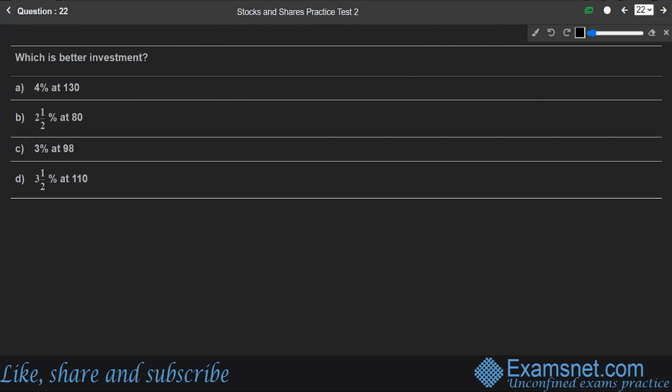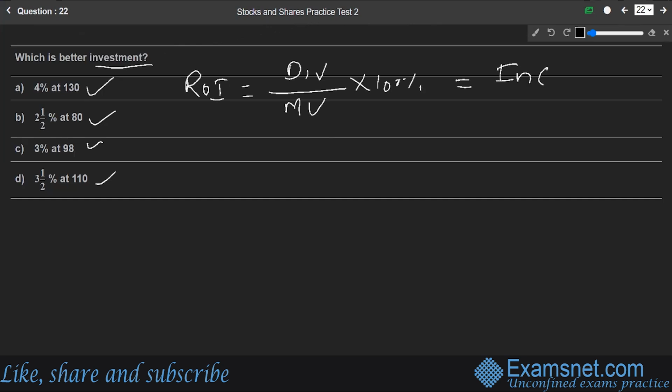Now it says which is better investment? 4% at 130, 2.5% at 80, and so on. We have to compare all. So clearly, whichever particular investment will be giving the highest rate of interest will be the better investment. So for that, we need to find out the rate of interest. Rate of interest is nothing but the dividend received divided by the market value of each share into 100%. This is the rate of interest, or we can say it as income over investment also. We can also write this formula as income over investment into 100%. We can write it this way also, whichever way we can understand.